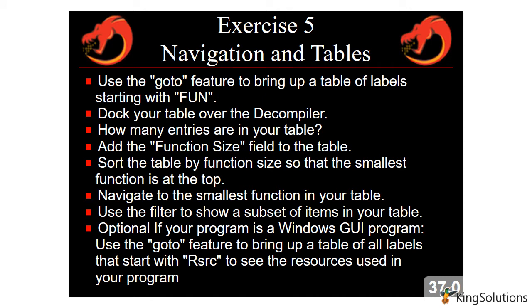Exercise 5, Navigation and Tables. Use the Go To feature to bring up a table of labels starting with Fun. Dock your table over the Decompiler. How many entries are in your table? Add the function size field to the table. Sort the table by function size so that the smallest function is at the top. Navigate to the smallest function in your table.